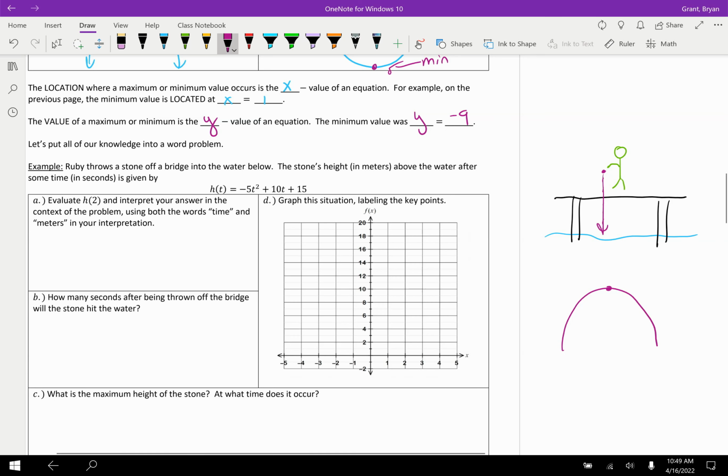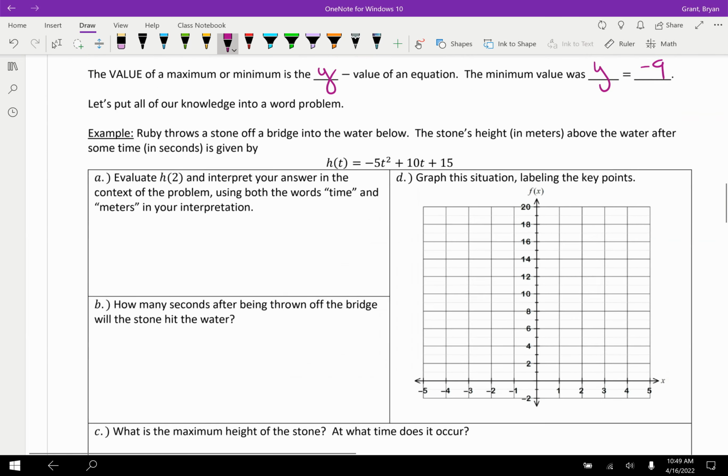Okay, now let's go ahead and start with A. Evaluate h of 2 and interpret your answer. You might want to use a calculator for this. It's up to you, but we know now that h of 2 just means replace all the inputs. In this case, t is the input with 2's.